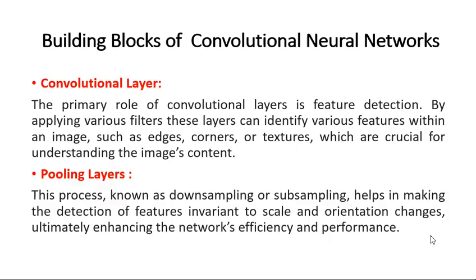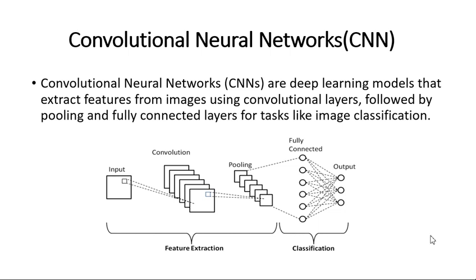The building blocks of convolutional neural networks are majorly three parts. Three layers are the building blocks. Three layers are the major layers. One is the convolution layer, as we are observing in the diagram, and a pooling layer and a fully connected layer. So these are the important layers.